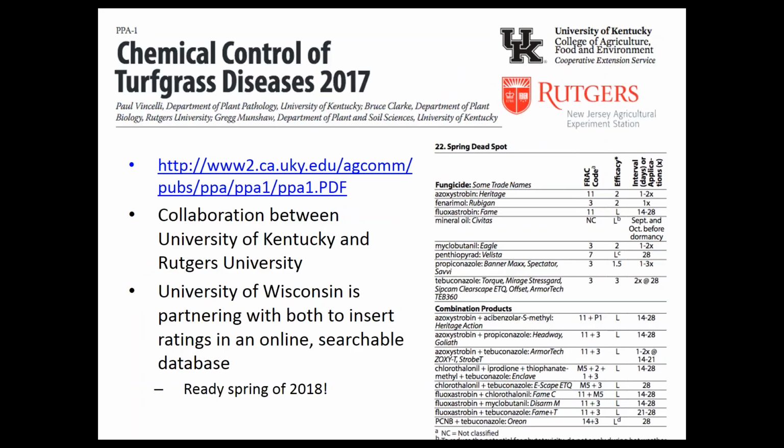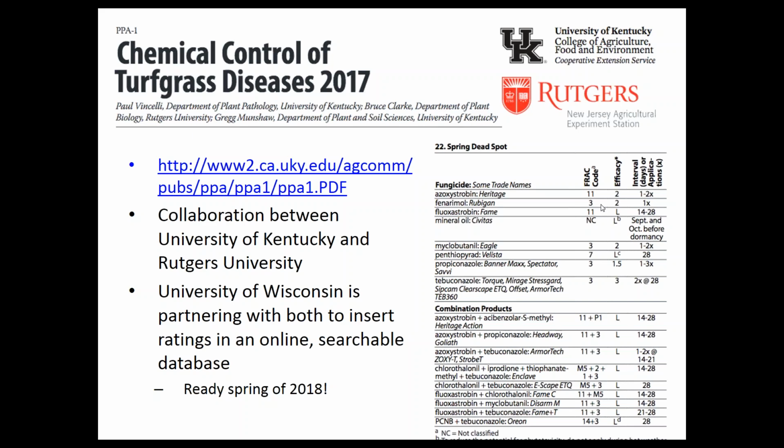One other really great resource then is the Chemical Control of Turfgrass Diseases. The last one was put out in 2017. This has been done for many years by Paul Vincelli at Kentucky. Bruce Clark from Rutgers came in to help with this past year. And really for almost any turfgrass disease, it lists the active ingredient and then lists its efficacy on a 1 to 4 scale, 4 being the most effective and then 3, 2, 1 being less effective.